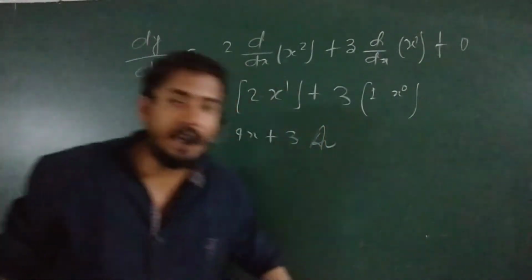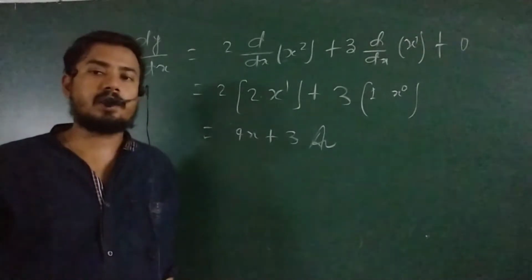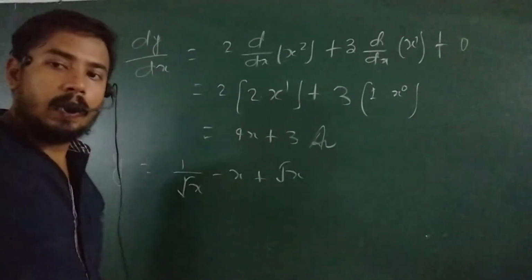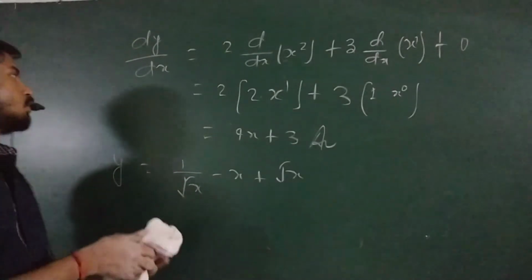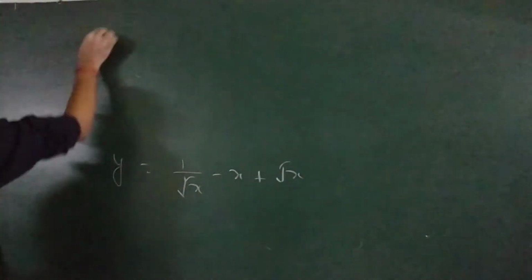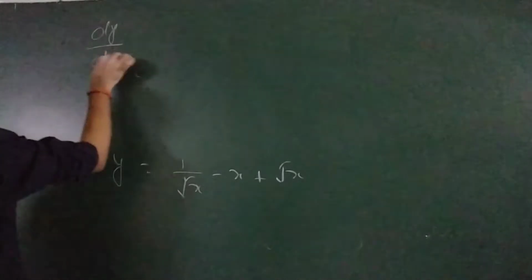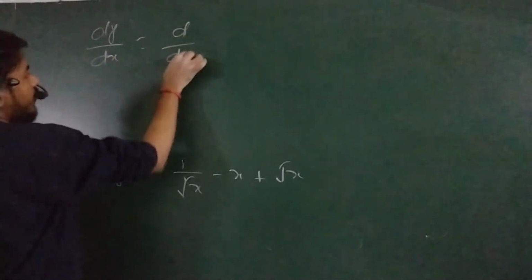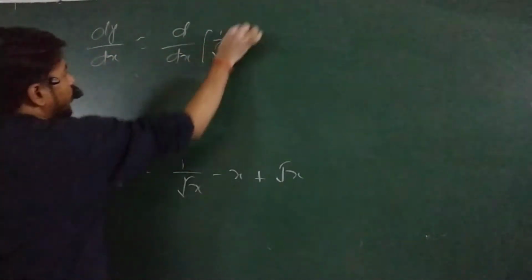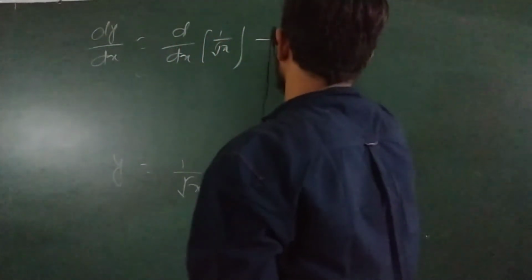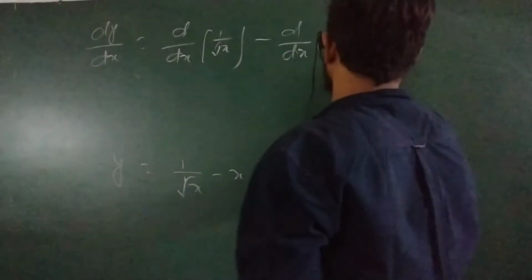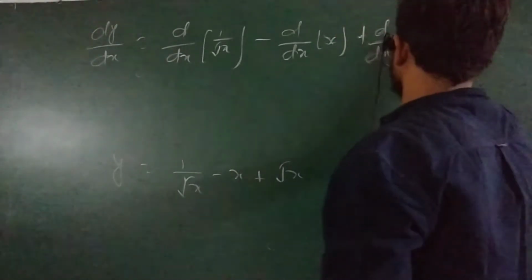If suppose there is any minus, yes, we can put minus. Now see another question. We have to find the differentiation of this one. So simply again we can apply the same formula, my dear. dy by dx: differentiation of the first function 1 by root x, minus differentiation of the second function x, plus differentiation of the third function root x.